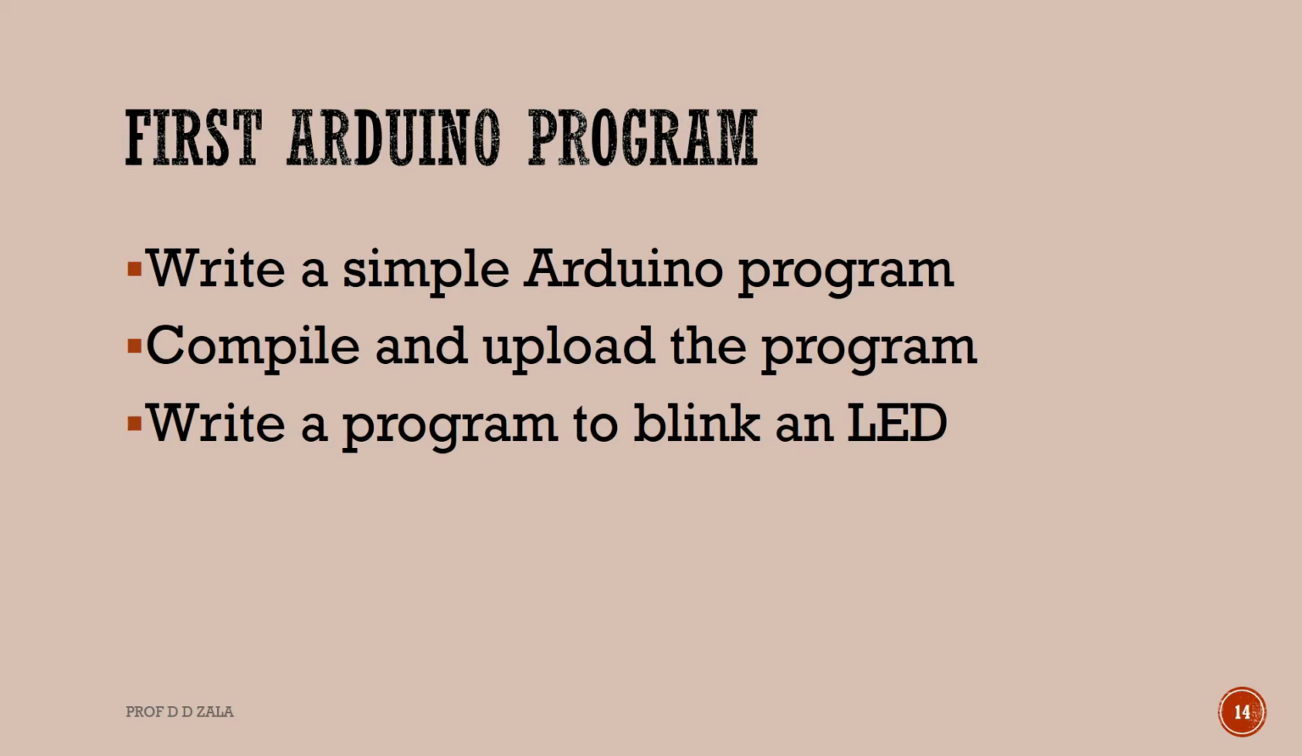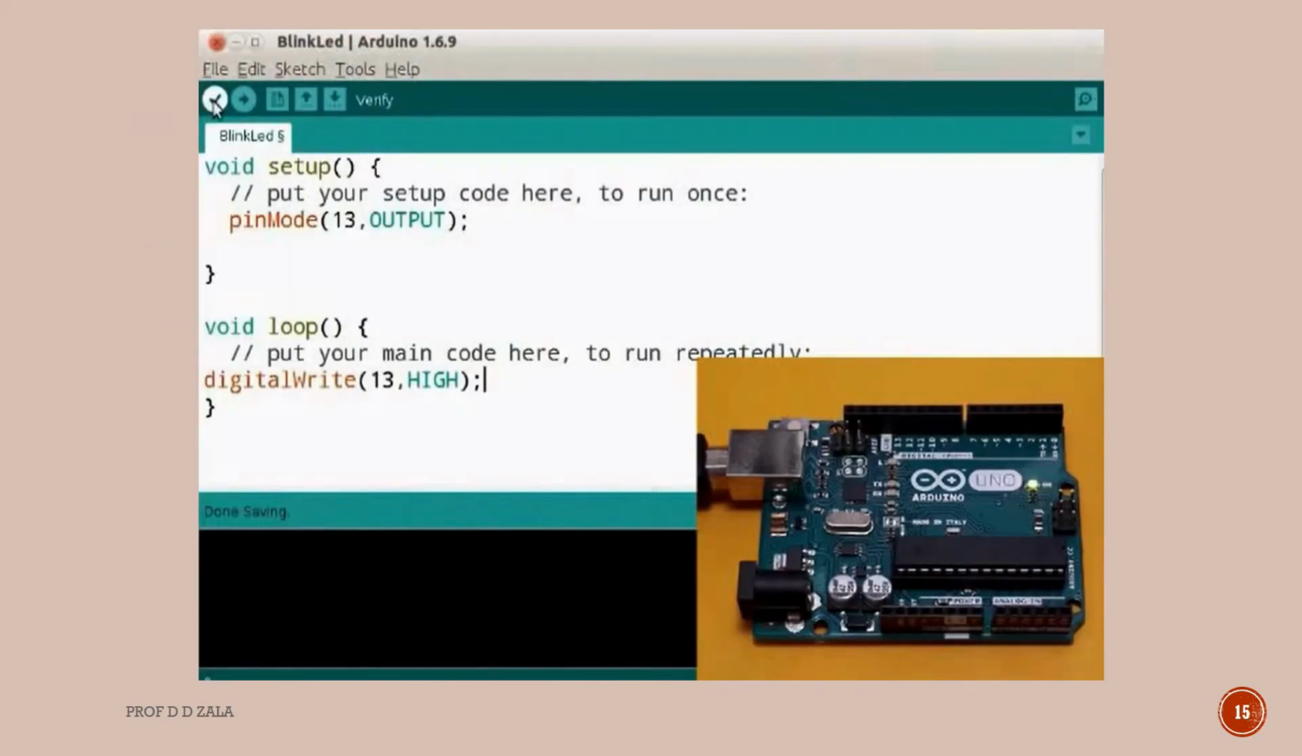Then we will start writing the program in the Arduino. In the first, we will write the program to blink an LED, where we will understand how to compile and upload the program, and we will write a very simple program. These are the glimpse.